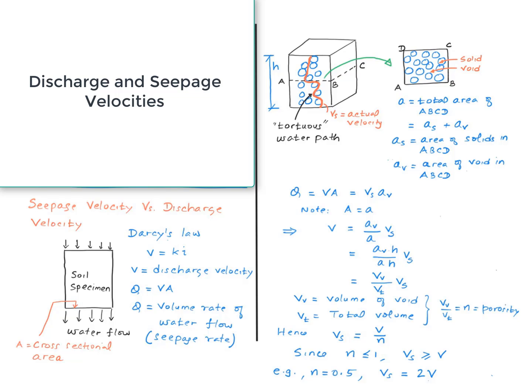Since porosity is always less than or equal to 1, seepage velocity is always greater than or equal to the discharge velocity. For example, if the porosity is 0.5, the seepage velocity is twice as much as the discharge velocity.